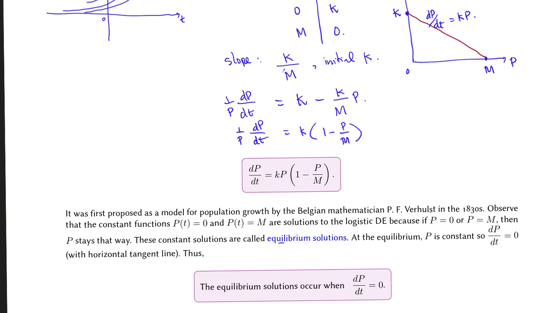This equation was first proposed as a model of population growth by the Belgian mathematician P.F. Verhulst in the 1830s. Observe that the constant functions P(t) equals 0 and P(t) equals M are solutions of the logistic differential equation, because if P equals 0 or P equals M, then P stays that way. These constant solutions are called the equilibrium solutions. So the equilibrium solution occurs when dP/dt equals 0.